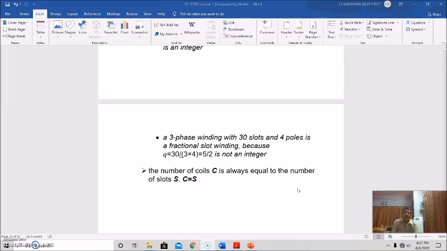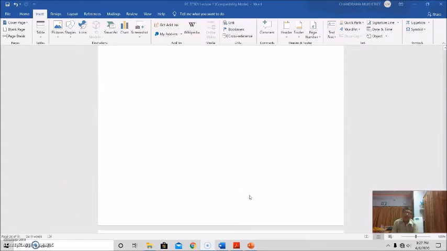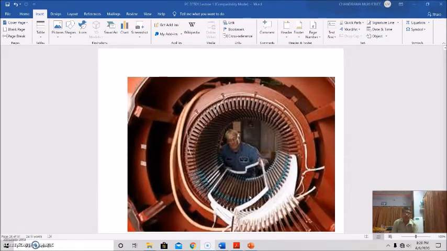So if the number of coils C is always equal to the number of slots S, that's C equal to S. So that's about double layer winding.